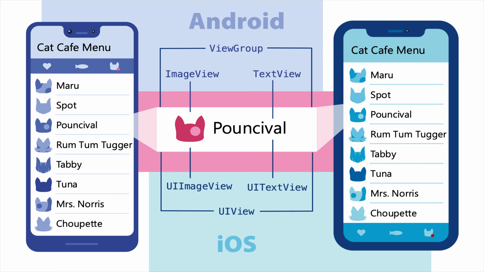In this example shown here, you can have a list of items, and each item there can have an image and a text. And React Native will call the respective iOS or Android native components, depending on where the app is running.